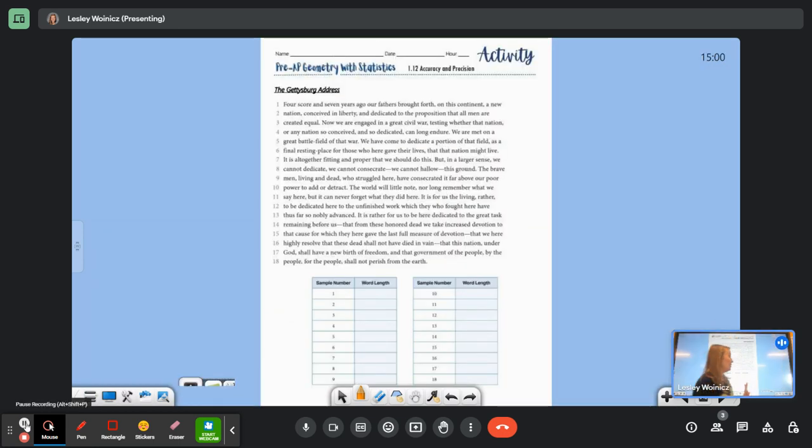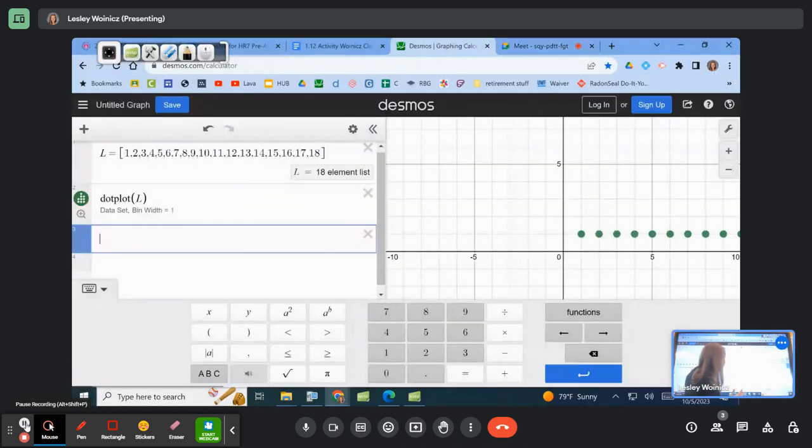Okay, so after you have your list of data, you're going to go to Desmos, okay? You're going to do a list like L equals yada, yada, yada, enter all your data, and then you're going to make a dot plot. You guys remember doing this? I'm going to leave this up here so that when you're ready, you know how to do the language steps.